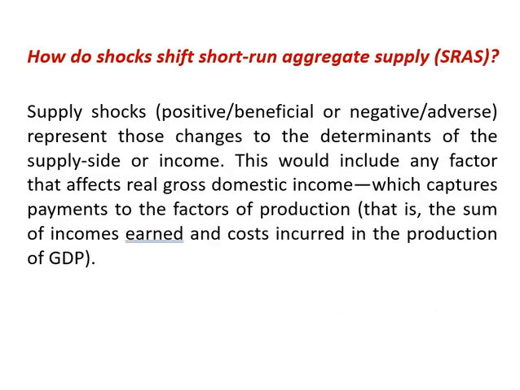How do shocks shift short-run aggregate supply? Supply shocks, which can be beneficial or adverse, represent those changes to the determinants of the supply side or income. This would include any factor that affects real gross domestic income, which captures payments to the factors of production, that is, the sum of incomes earned and costs incurred in the production of GDP.